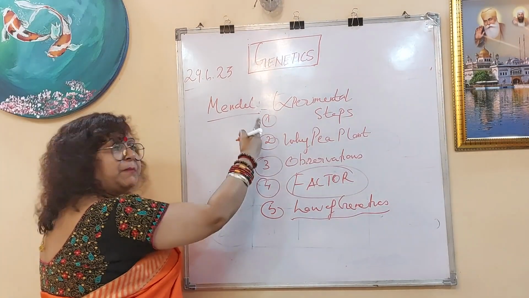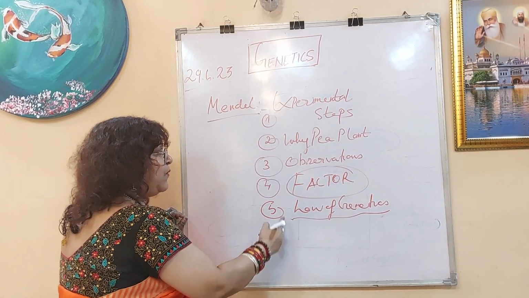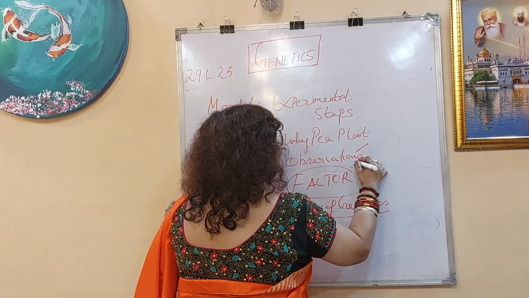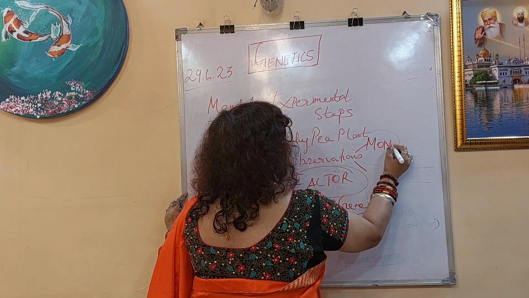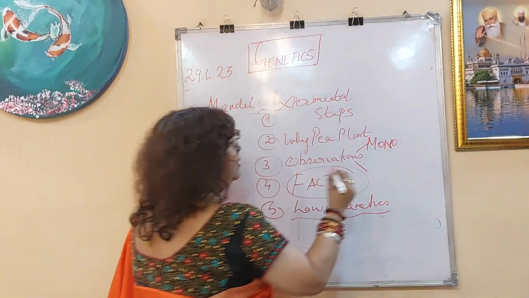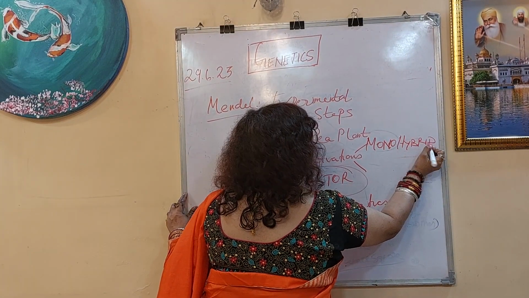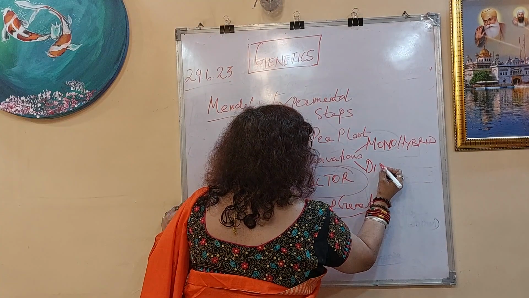Okay, four things. Experimental steps. Why was the pea plant selected? What was his observation? What is the factor? What are the laws of genetics? And the observations came under two categories. One was when he observed one character at a time. That is known as mono, so we call it monohybrid. When two characters at a time, dihybrid.